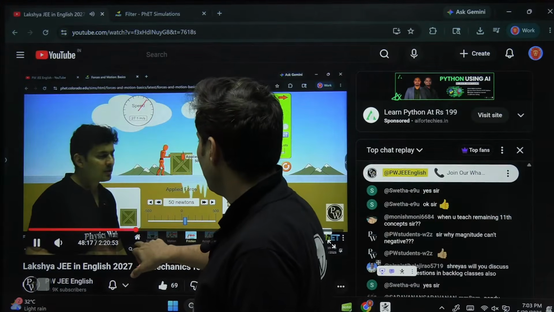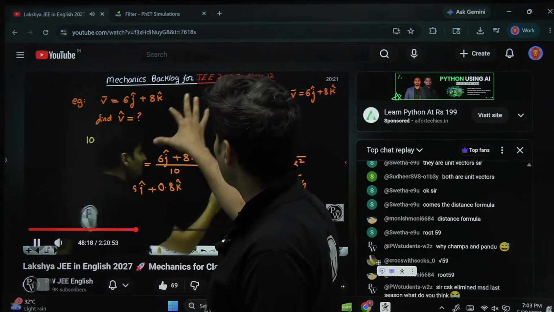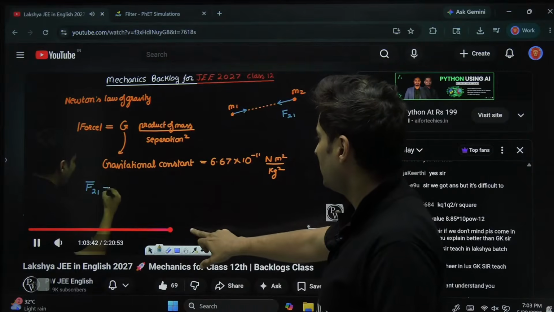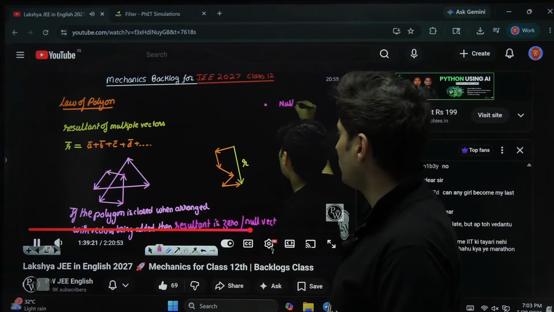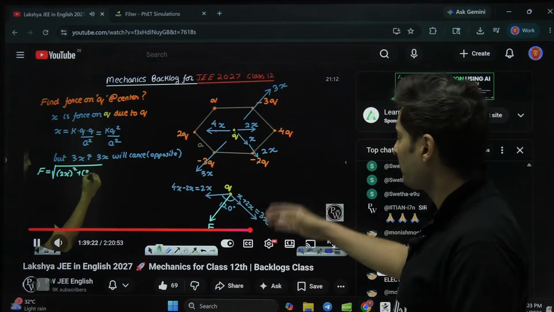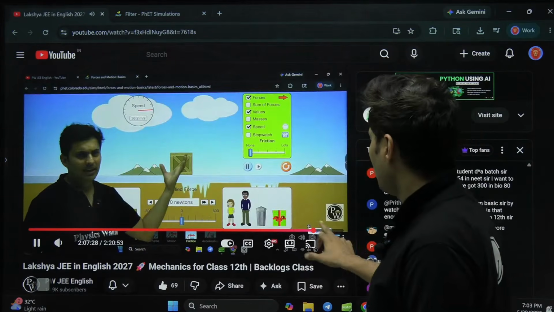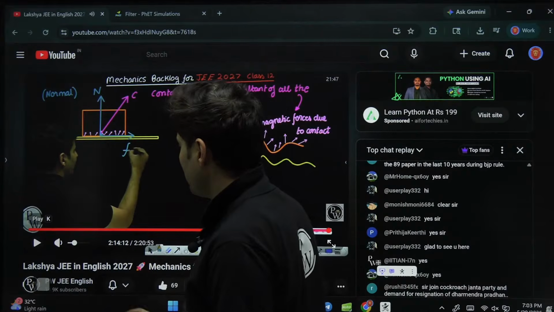So you can see right over here in this particular lecture, it's a very detailed class. We have talked about vectors, additions, and we have used it in Coulomb's law and so many other things. Okay, so please check that lecture out. It's a very important thing. We have also discussed the majority of Newton's laws concepts in this particular chapter.